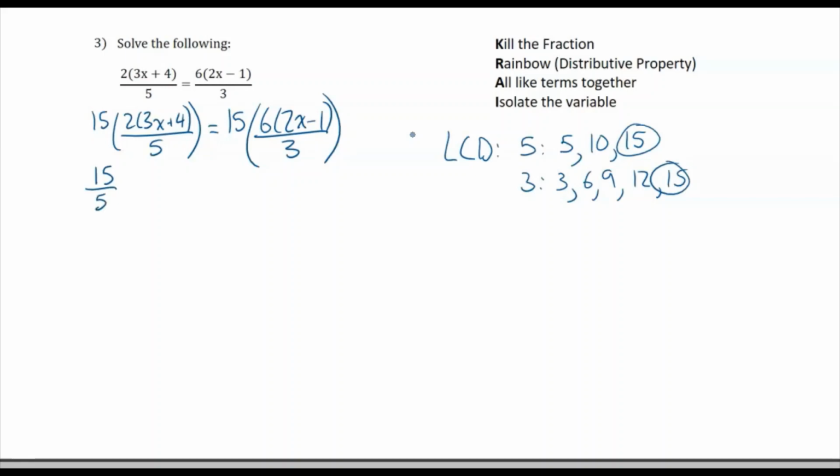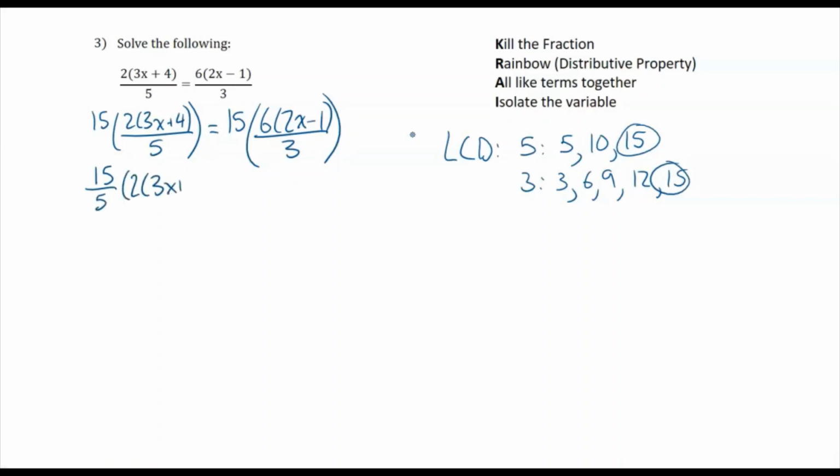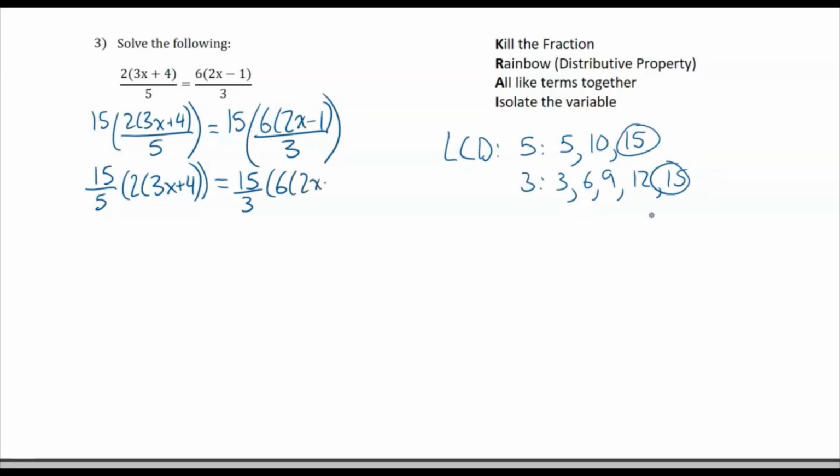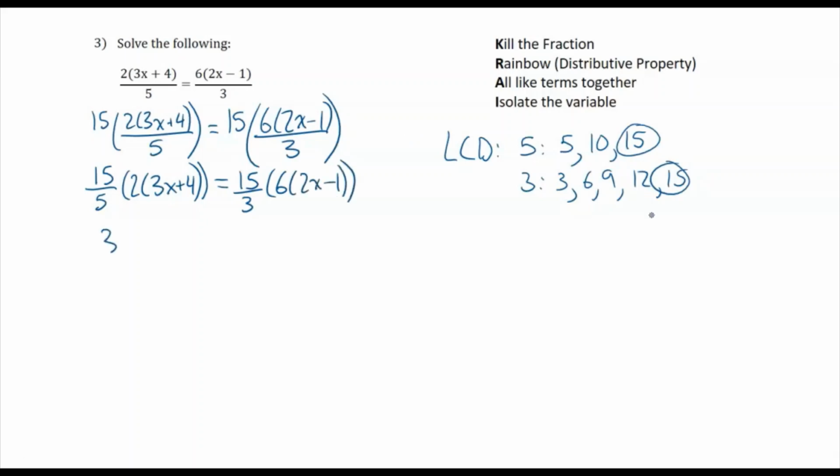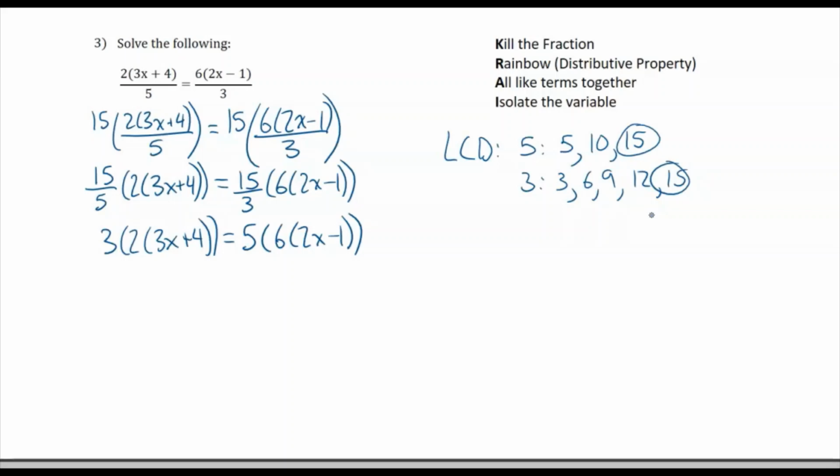This is 15 over 5 times 2 times 3x plus 4 is equal to 15 over 3 times 6 times 2x minus 1. All right, this gives me 3, 15 divided by 5 is 3, times 2 times 3x plus 4. 15 divided by 3 is 5, times 6 times 2x minus 1. And so now one of the mistakes I see students make sometimes is they go 3 times 2, and then they also multiply 3 times the 3x. Don't get confused by that, right? We're only multiplying by the 3 once.